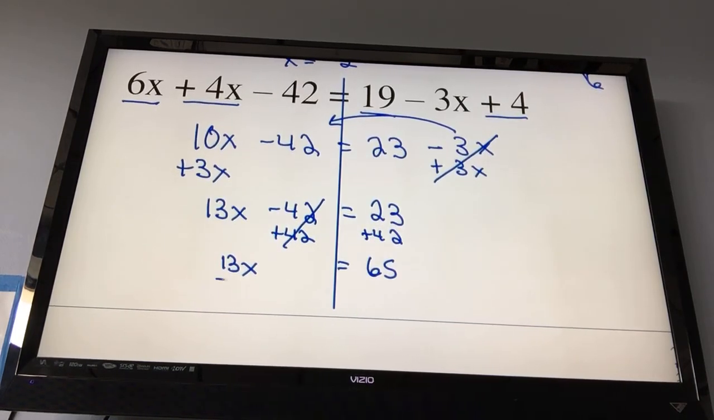And then lastly, a division. We don't divide until the very last step. So x equals 5. I botched that.